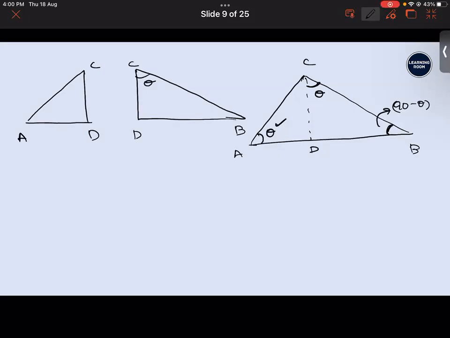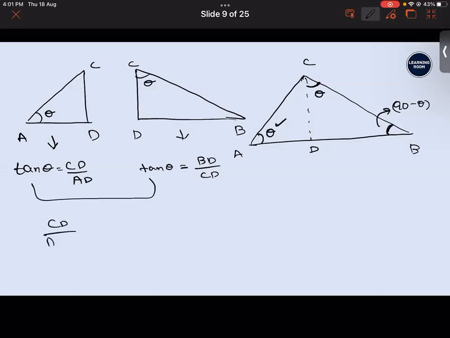Vertical means the one which is standing and the one which is sleeping, right? Others will include hypotenuse, right? So if I take this to be theta, what is tan theta from this triangle? CD by AD. What is tan theta from this triangle? BD by CD, sure, because with respect to theta, BD is the opposite and CD is the adjacent. Is there any doubt in this step? So left hand side is tan theta, right hand side should be CD by AD is equal to BD by CD, cross multiply.